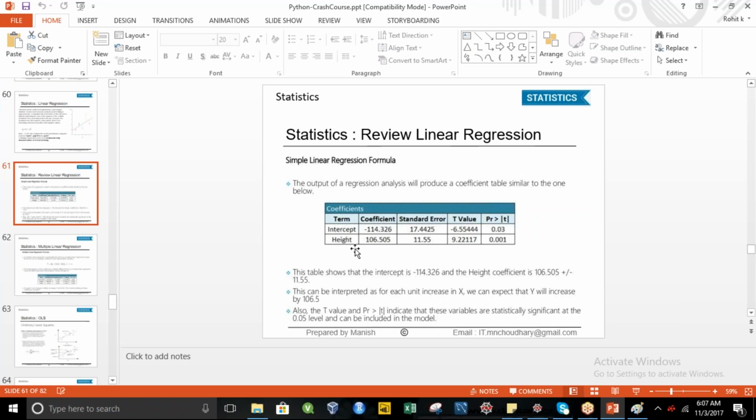Suppose 2 values will increase, then 2 into 106.505 will increase. Okay. And what is the meaning of p type and t type? P is the significant coefficient. Significant coefficient value we will understand in future, but today it is a little theoretical. So p value is 0.05.